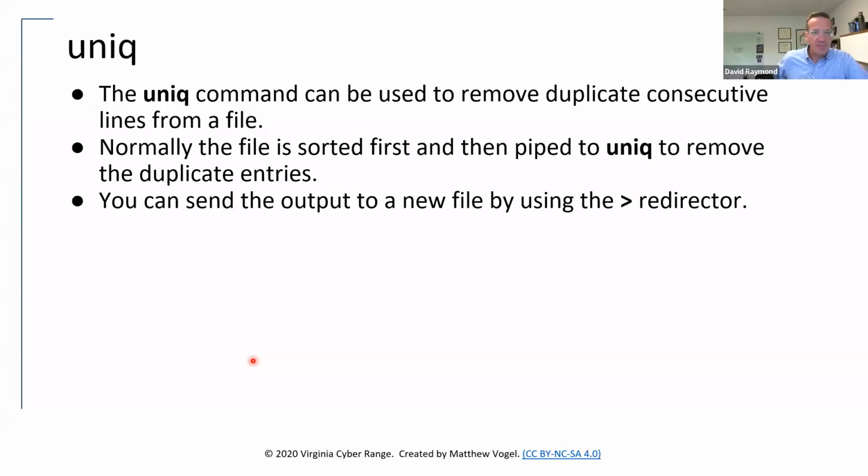And then we have the uniq command. The uniq command can be used to remove duplicate consecutive lines from a file. That's kind of interesting. Normally the file is sorted first, then piped to uniq to remove the duplicates. You can send the output of the file to a new file using the redirect operator.